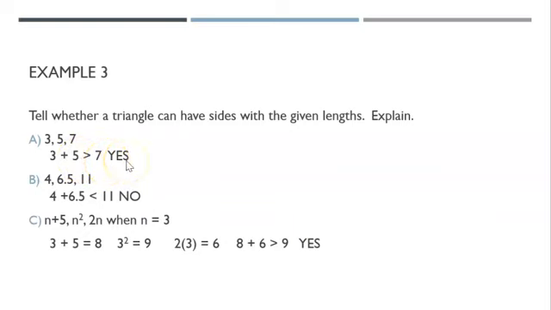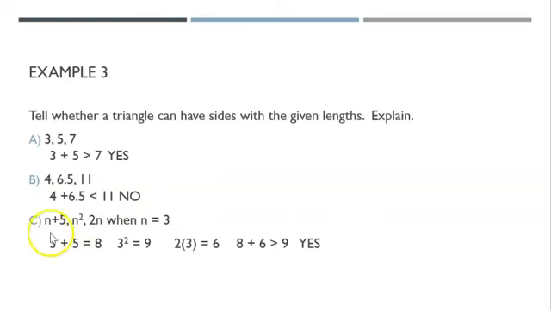So yes, this can be a triangle. Now you can try the others, but 5 plus 7 is definitely more than 3, and 3 plus 7 is definitely more than 5. So really just showing that the two smallest ones added will work. Now in letter B, the two smallest ones are 4 and 6.5. That adds to 10.5, which is not more than 11. So this is not going to make a triangle because the two smaller sides are not bigger than the biggest one.